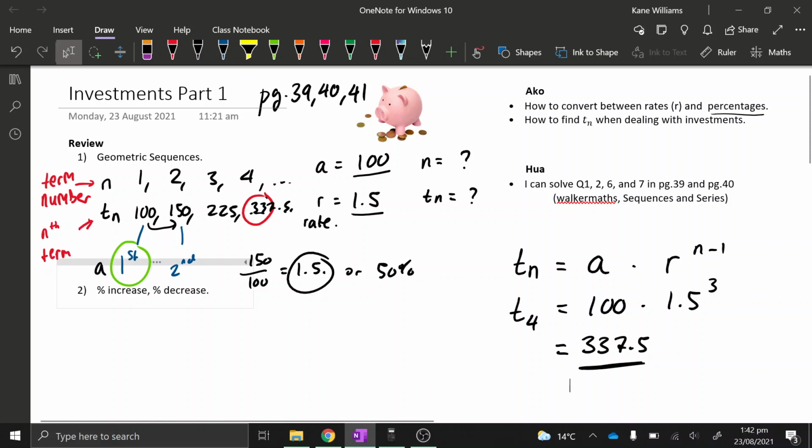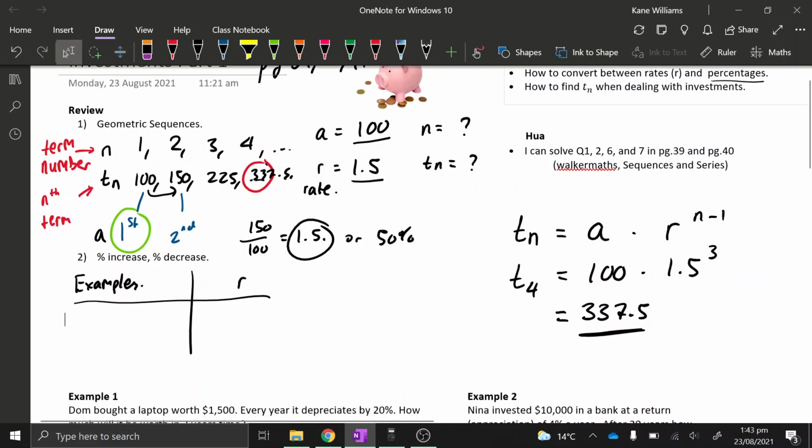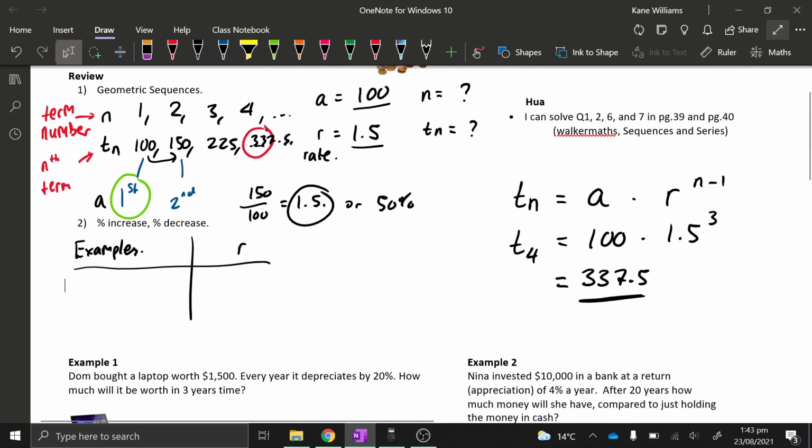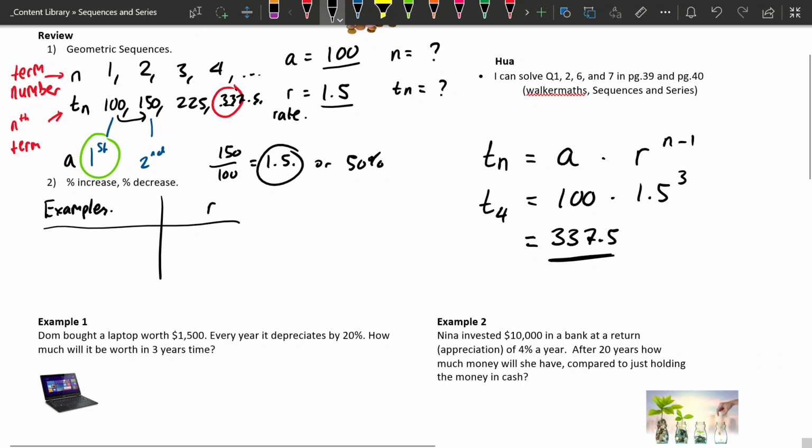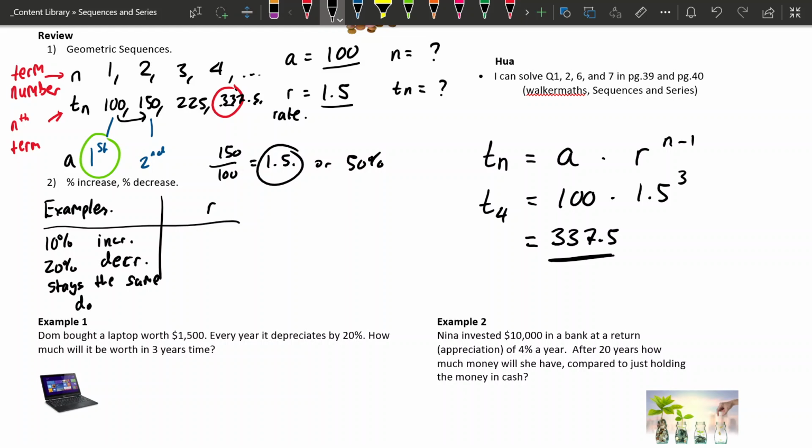Second part, percentage increase and decrease. So let's just do some examples and see what r value that is. So for example, if we have a 10% increase, 20% decrease, stays the same, and doubles.